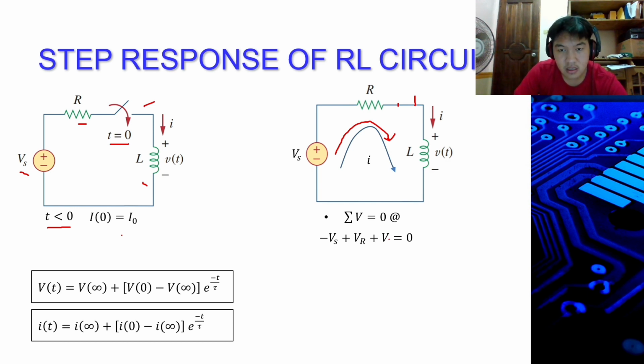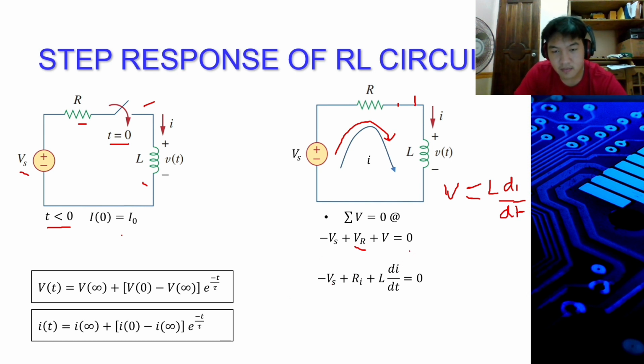Kung ato ning evaluate ning V nga inductor, you can get this formula L di over dt. So negative Vs plus Ri and kanina po value sa nato ning voltage sa resistor which is Ri. So negative Vs plus Ri plus L di over dt is equal to 0. Okay, we're gonna find current response sa RL circuit.